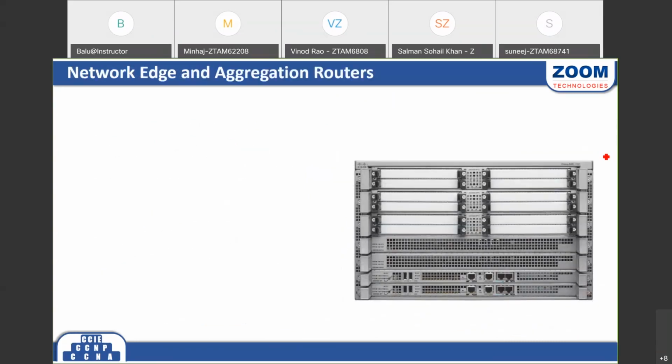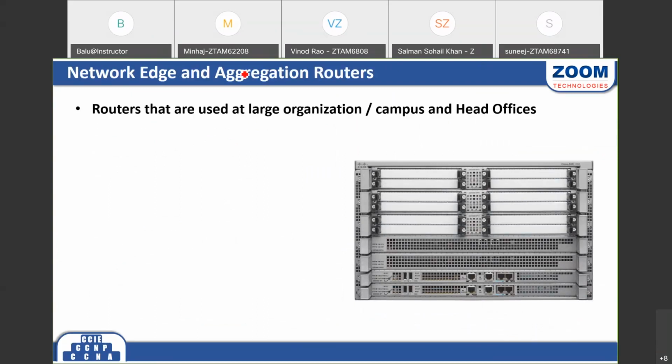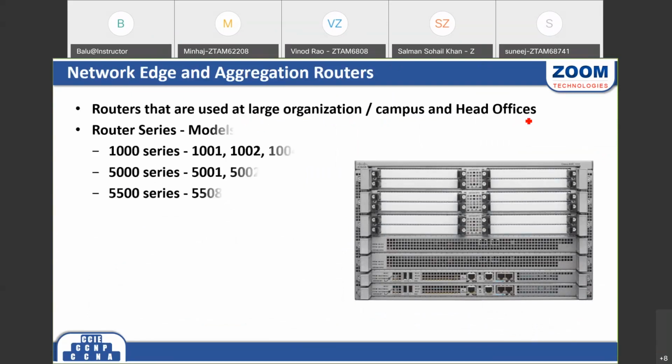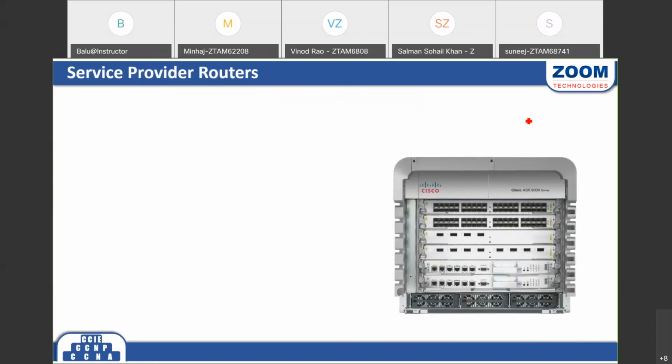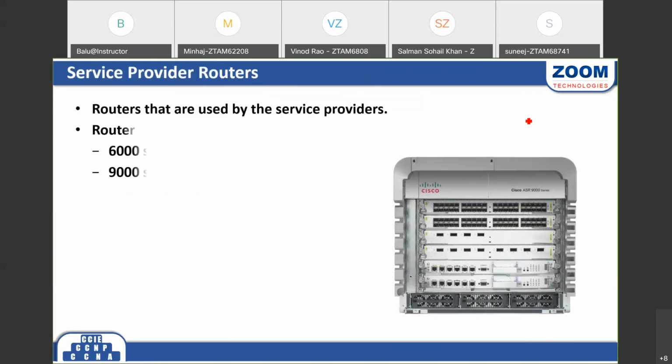Network edge routers. Where are network edge routers used? Routers that are used at large organizations, campuses and head offices. The series are 1000 series, 5000 series, and 5500 series. Okay. Cisco ASR routers, 6000 series and 9000 series.